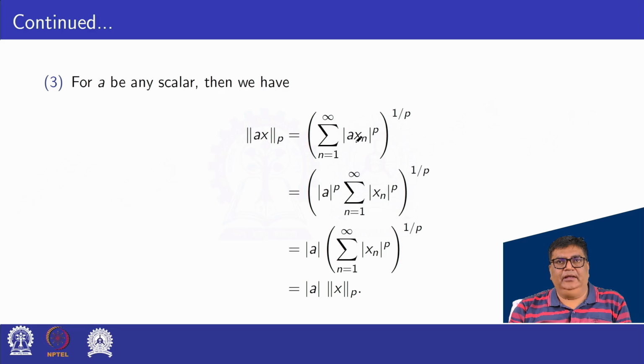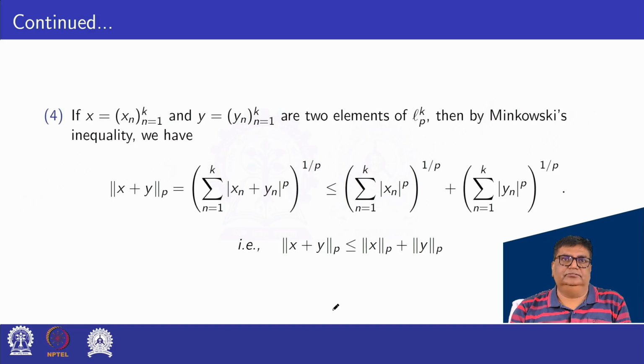Since a is free from n, we can write it outside the summation. So this is |a|^p times the summation n equals 1 to infinity |xn|^p, whole power 1 by p. That is (|a|^p)^(1/p), which is |a|, times the summation n equals 1 to infinity |xn|^p, whole power 1 by p. As per the statement, we can write this as the norm of x under p. Hence, norm of ax under p is equal to |a| times the norm of x.